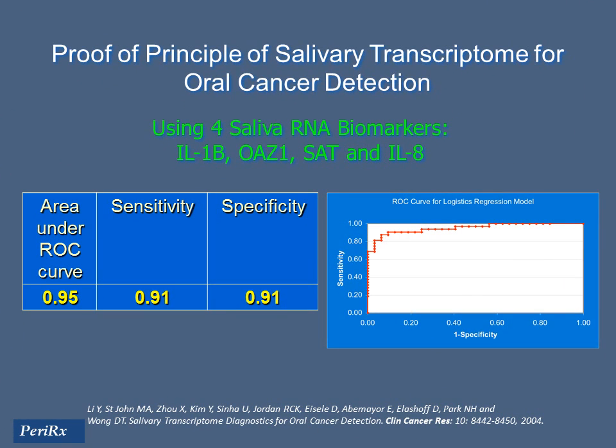This study conducted at UCLA demonstrated that a combination of 4 messenger RNAs could be used to distinguish patients with oral squamous cell cancer from normal controls with a very robust area under the ROC curve of 0.95 with corresponding excellent sensitivity and specificity.